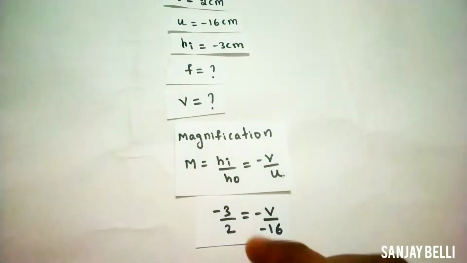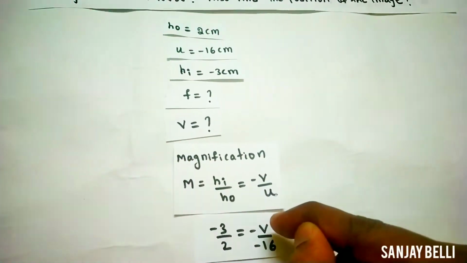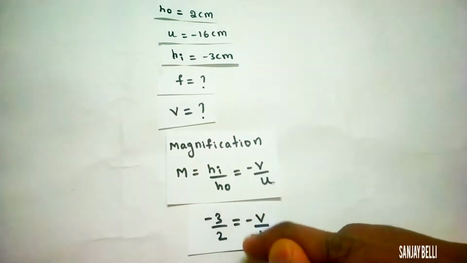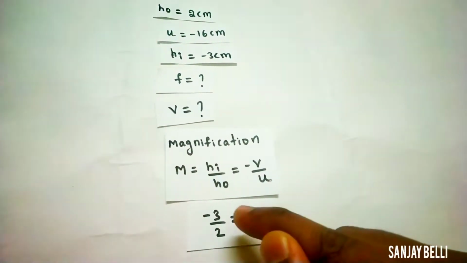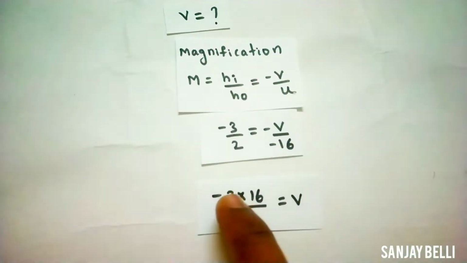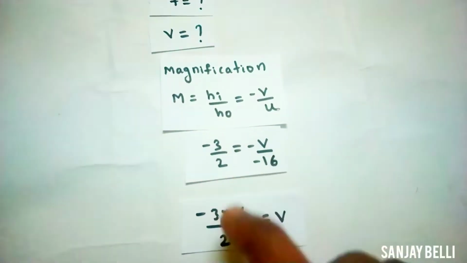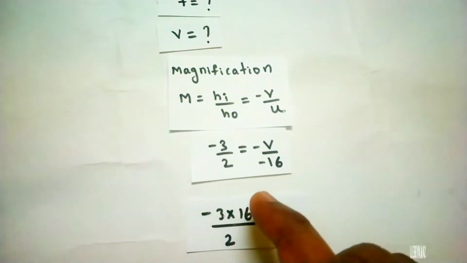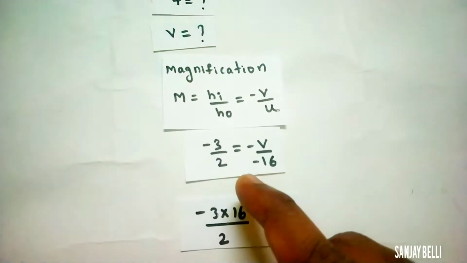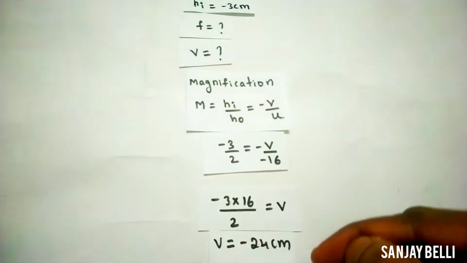Here you can see, HI is minus 3, H naught is 2 centimeters, V is V only, and U is minus 16. Here minus minus will get cancelled and this 16 is multiplied to the 3, by cross multiplication. So your minus 3 into 16 by 2. Now 2 1s are 2, 2 8s are 16, and 8 3s are 24. So your V value is minus 24 centimeters.